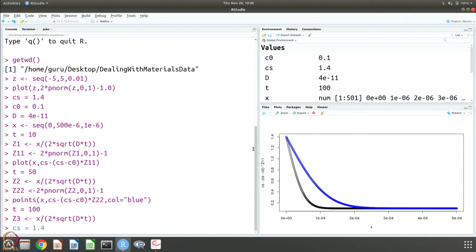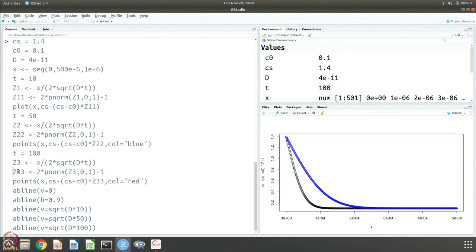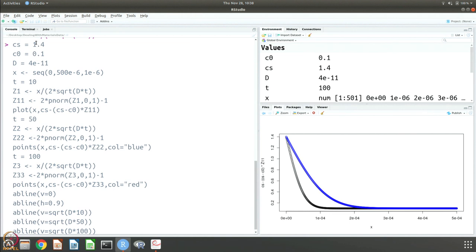So, let us assume that the surface concentration is 1.4 and the far field composition is 0.1, and diffusivity is 4 e power minus 11 meter square per second. And we are going to look at some 0.5 millimeter distance, starting from the surface, to which we are going to look at diffusion. And we are going to consider times of 10 seconds, 50 seconds and 100 seconds. If you look at these numbers, Porter and Easterling tells you that about 1000 seconds is what it will take for the composition to penetrate the entire 2 millimeter distance, for example. But we are going to plot the early stages: 10, 50 and 100 seconds.